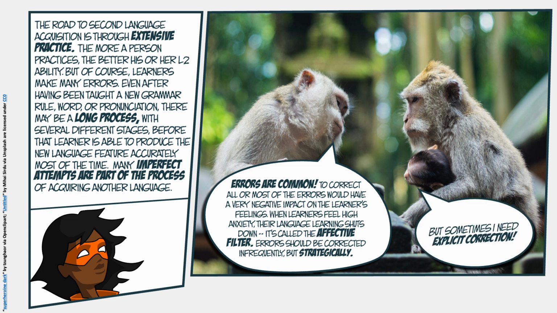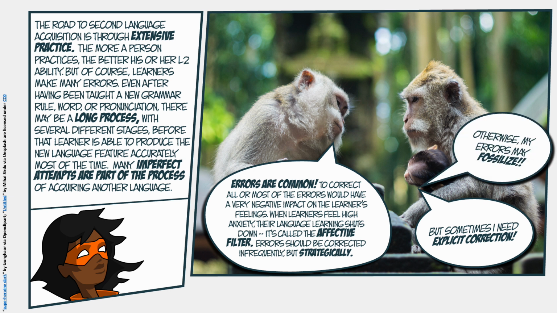Learners sometimes need explicit correction. There are some features of language that can still be easily understood when expressed incorrectly. For example, if someone says, "I wonder who is she," they will be understood perfectly, even though standard English would prefer the form, "I wonder who she is." If learners never receive feedback on a consistent error, the form may fossilize in the L2 learner's speech.